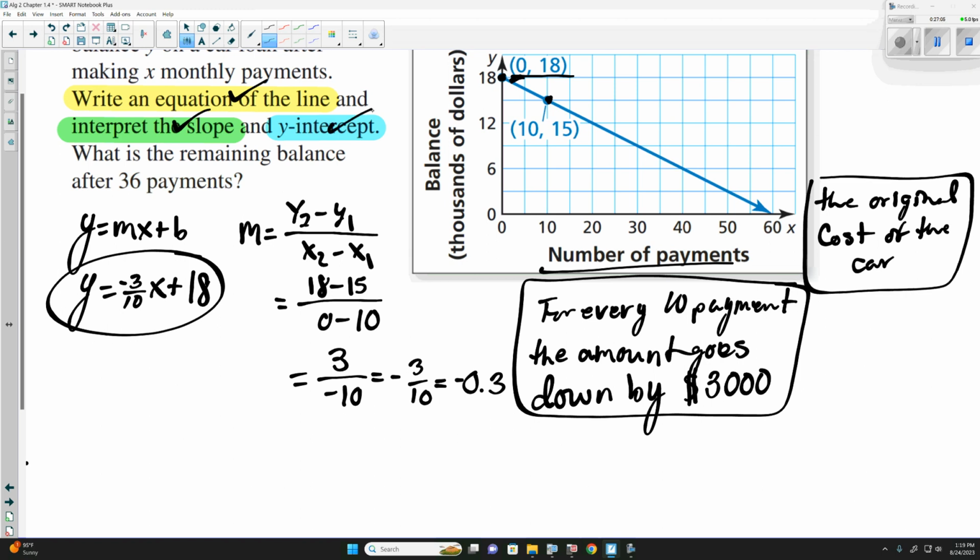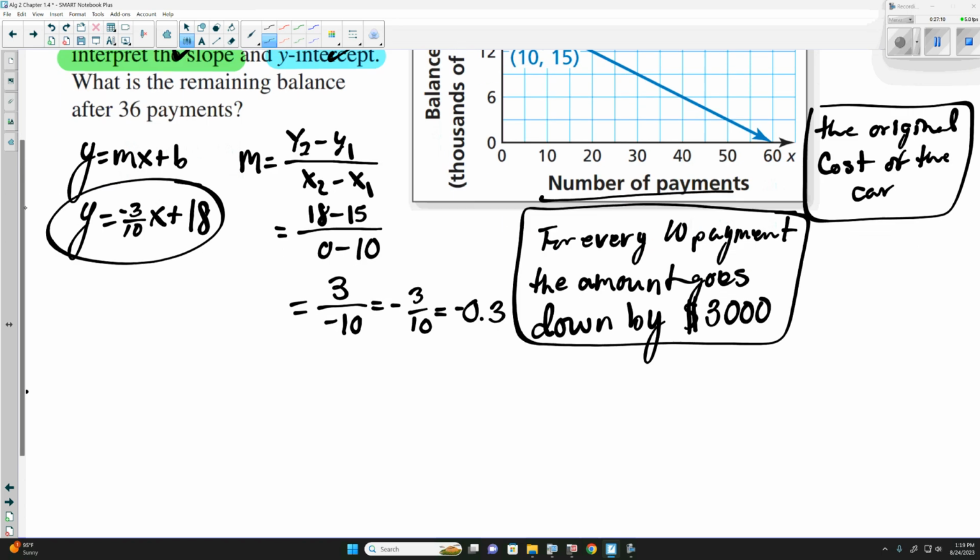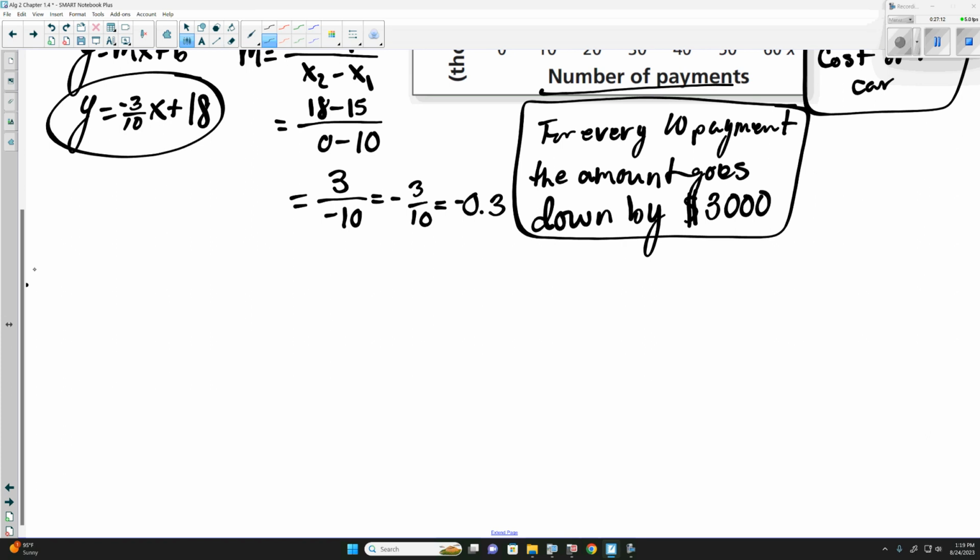Okay, we did that. Now we need to find the remaining balance after 36 payments. Y or X? Which one would we plug the 36 into? X, because X is our number of payments, and Y is the balance. So we'd have negative 3/10 times 36 plus 18.